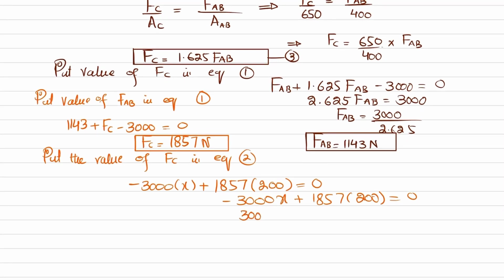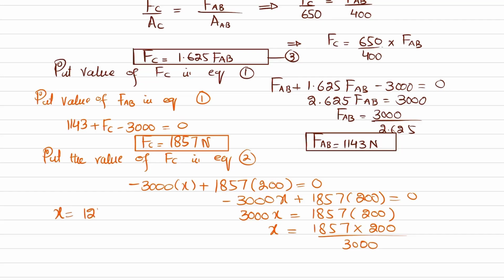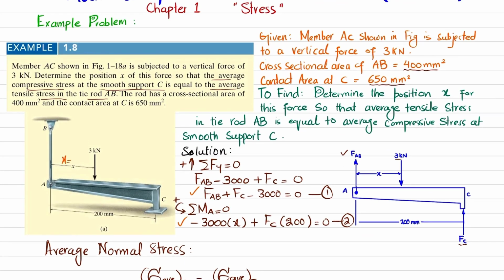It means that 3000 X is equal to 1857 multiplied by 200, and X will be equal to 1857 multiplied by 200 divided by 3000. When you solve this, you will get X equal to 124 millimeter. So this is the value of X when a load of 3 kilonewton acts at a distance of 124 millimeter from point A, and it will result that the average normal tensile stress in tie rod AB will be equal to the average normal compressive stress at the smooth contact surface at point C.